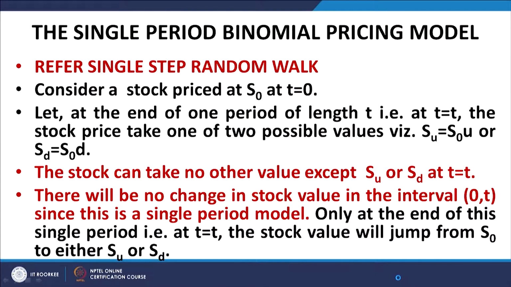In other words, he selected the direction of motion randomly, absolutely randomly. This is more or less a similar scenario. We have a single step random walk. The stock is initially priced at S0 at t equal to 0, and from S0 at a certain point, remember we are using discrete time. So, time will move in steps, in discontinuous steps. We are not talking about continuous time.